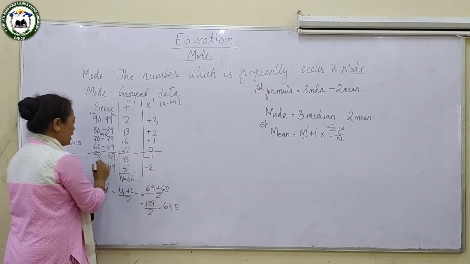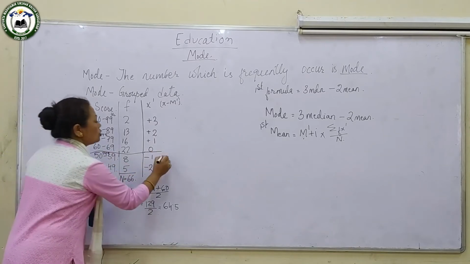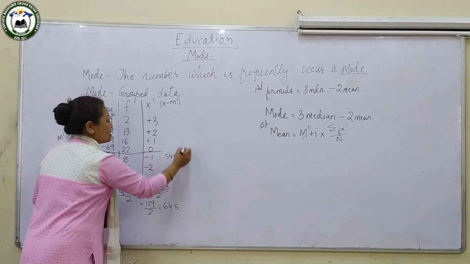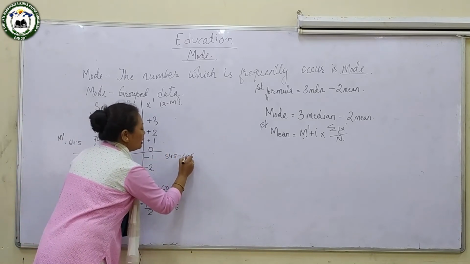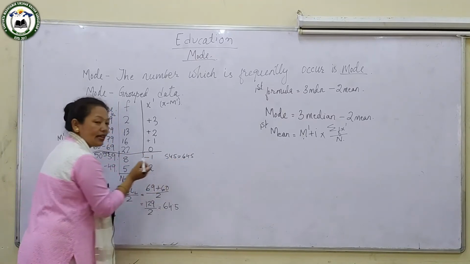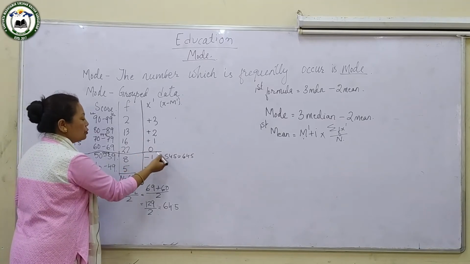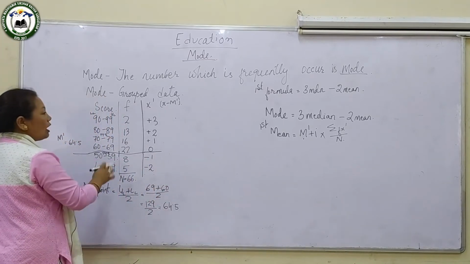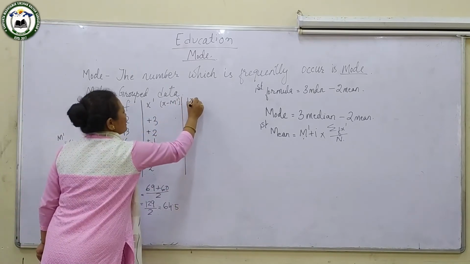Right? You take out the midpoint. 54.5 is my midpoint. So my score, 54.5 minus m dash, 64.5. So here the greater number has a negative sign. So you take the negative sign. Now, what you do, minus 1 and minus 2.